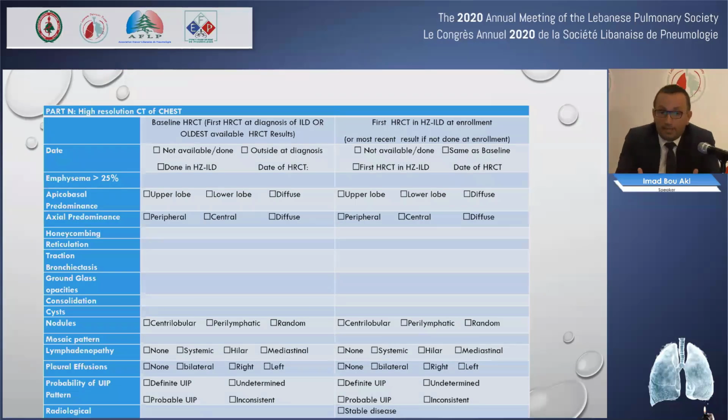Other data will be entered. And as much as we can, we're going to make the data clickable, even the questions related to, if you have findings on CT scan, what did you have? You have basal predominance of infiltrate, upper lobe, lower lobe. You just click. You don't have to enter them. You have lymphadenopathy, hilar, mediastinal. So we'll make it as easy as possible for you to enter the data.